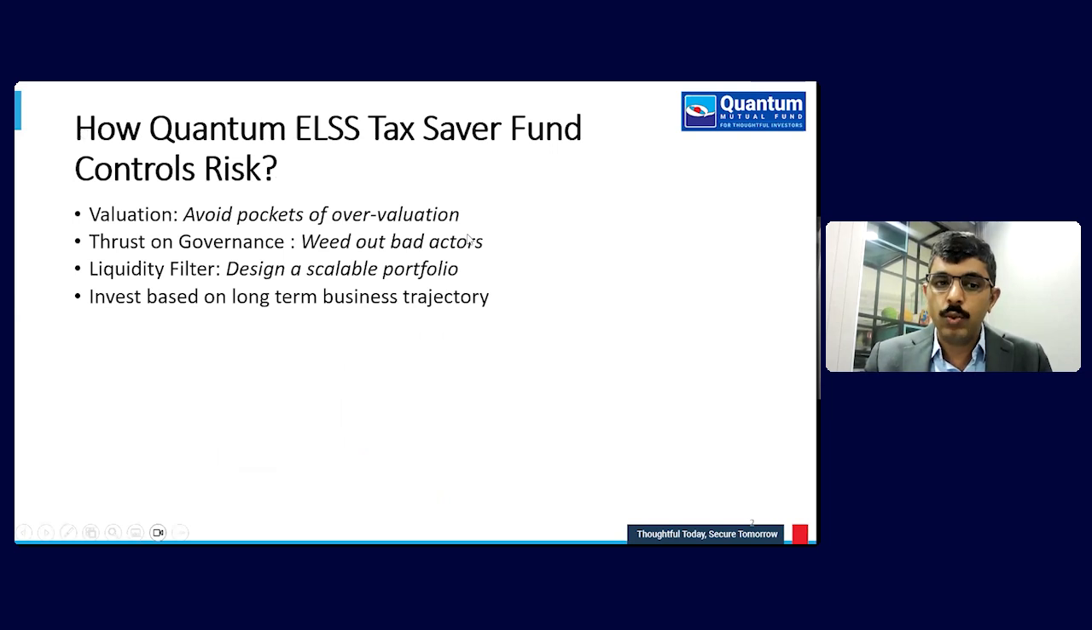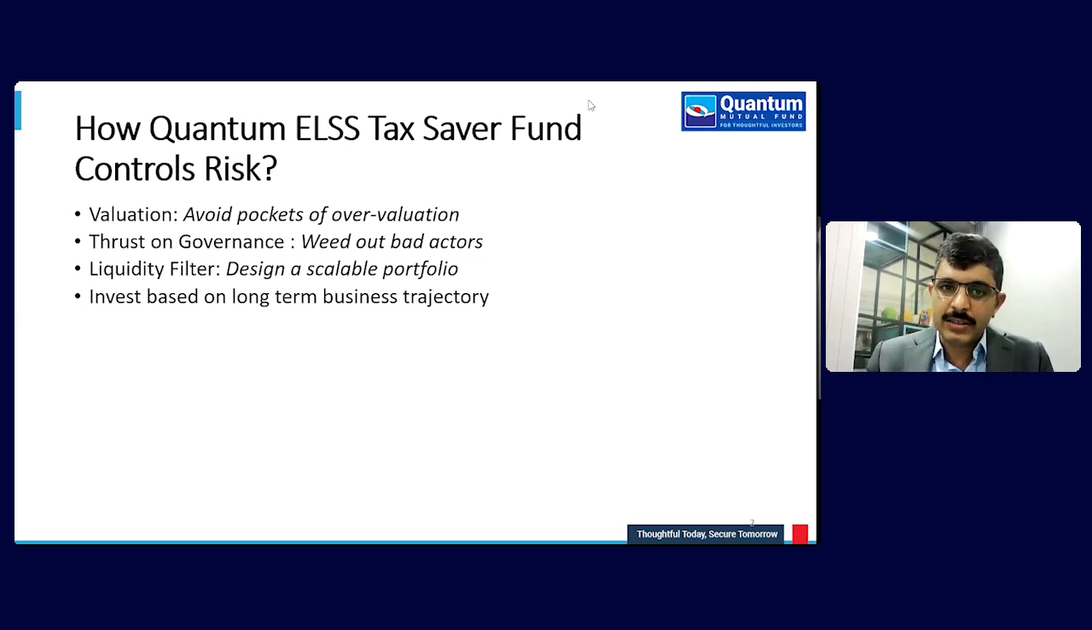Now if we want to look at how the Quantum ELSS Tax Saver Fund controls such risk, or how we have built in certain risk management practices while designing the fund, you can appreciate how this outcome could be achieved. If you look at the Quantum ELSS Tax Saver Fund, there are three primary metrics where we ensure that the fund has very contained risk metrics. One, there is very high regard for valuation.